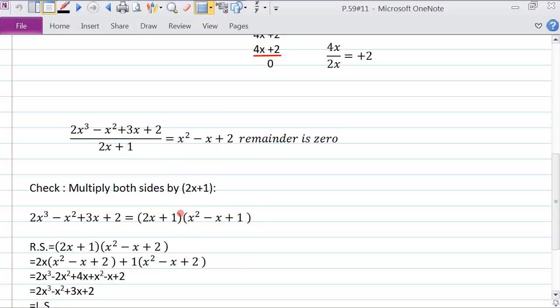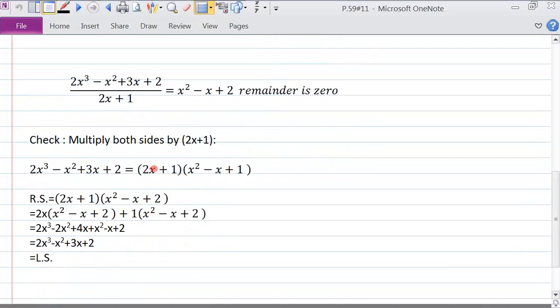So I'm going to take the right side of this right here, and I'm going to simplify it. So how do I do that? Well, I'm going to take 2x times all three terms in the bracket, and then I'm going to take plus 1 and multiply it by all three terms in the bracket. I'm going to use the distributive rule to remove the brackets. So 2x times x squared gives me 2x cubed. 2x times minus x gives me minus 2x squared. And 2x times plus 2 gives me plus 4x.